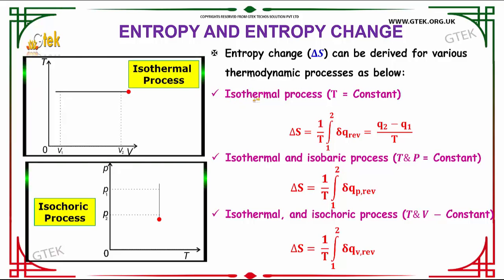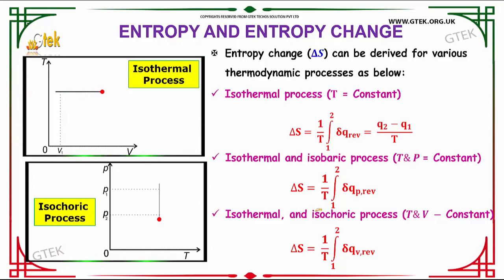The first one is the isothermal process, where delta S is equal to 1 by T, integration from state 1 to state 2 of delta Q reverse, which is given by Q2 minus Q1 divided by T. So this one is capital delta S and this one is small delta Q. Next, the isothermal and isobaric process. Here the temperature is constant and the pressure is constant, which indicates that delta S is equal to 1 by T, integral from 1 to 2 of delta Q P, reverse.